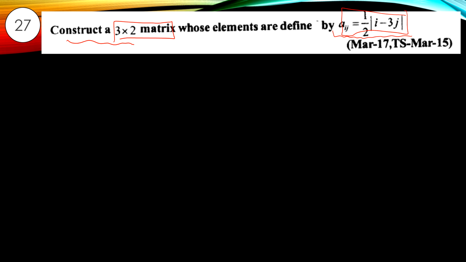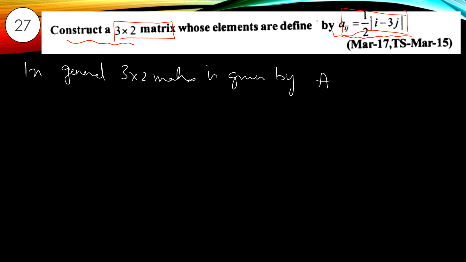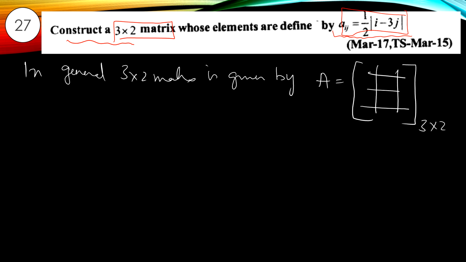So let's take the white one. In general, we know a 3 by 2 matrix is given by, let's assume this matrix as A. So how is it like 3 by 2, right? Which means 1, 2, 3 rows and 1, 2 columns, right? The order of 3 by 2. So for these rows and columns, they are given like Aij.